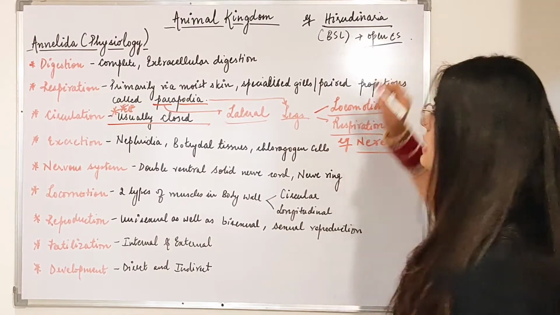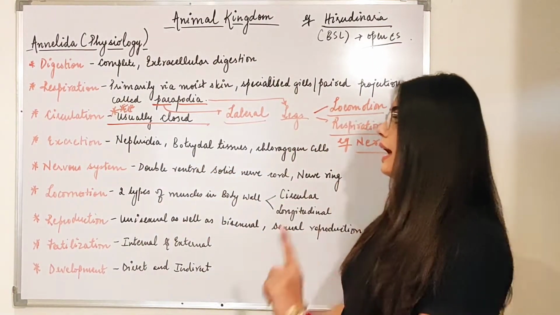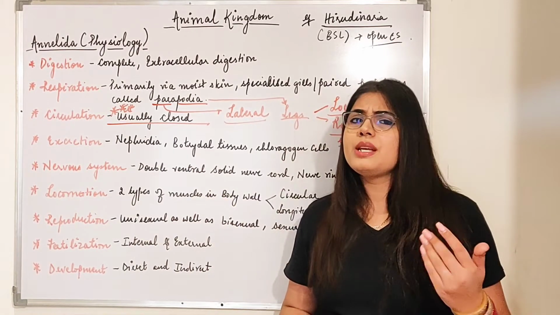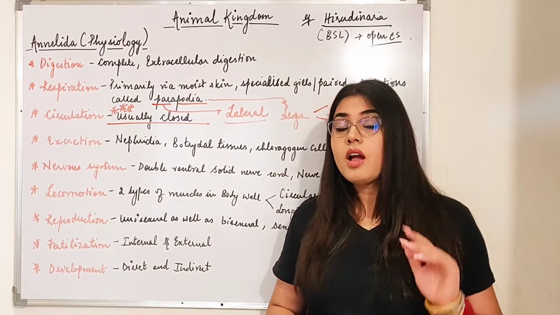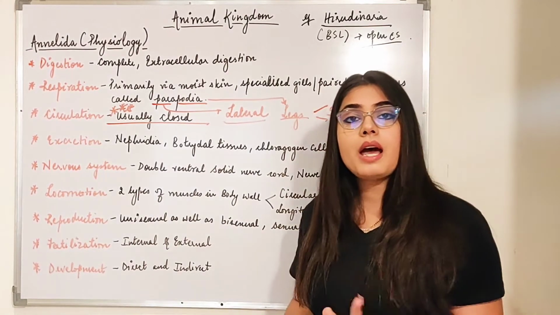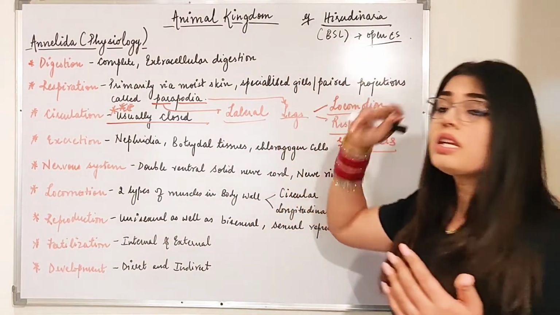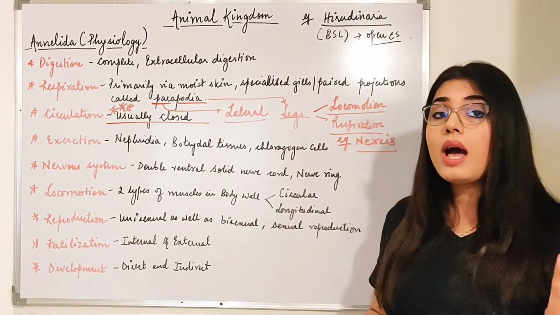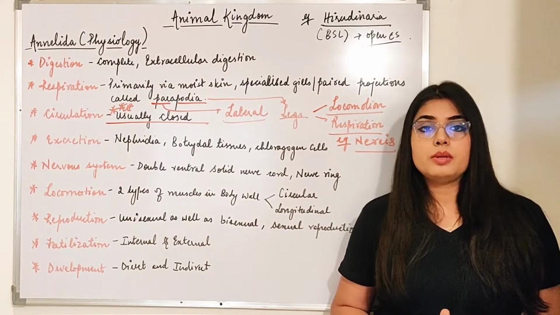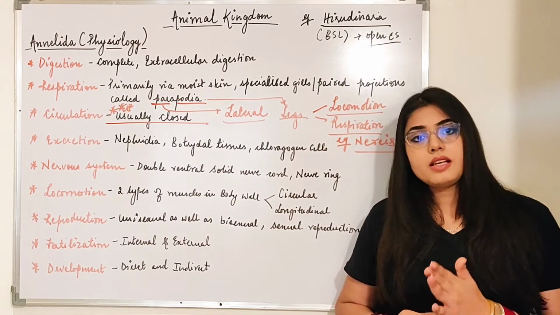Here, what is mentioned next to circulation? It is mentioned that it is usually closed. Usually closed means most of them have a closed circulatory system. But there is a single exception, which is known as Hirudinaria, the blood sucking leech. Why are we mentioning Hirudinaria here? Because it is an exceptional case. It does not have a closed circulatory system. It has an open circulatory system. Hirudinaria is also known as the blood sucking leech.